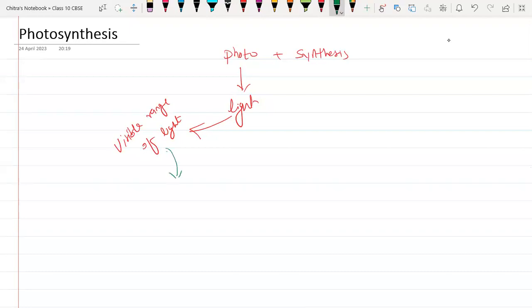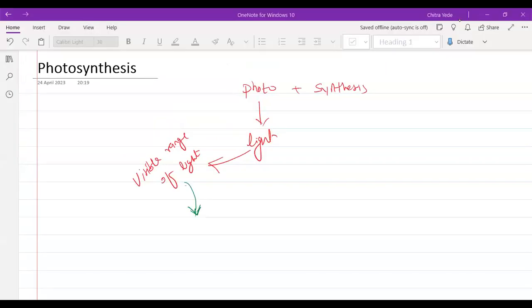Can anyone answer? Do reply. You are not replying. Are you there or not, beta? You all are there. Sir, what's the question? Question: what is the frequency of visible range of light? Sir, like speed of light, sir.